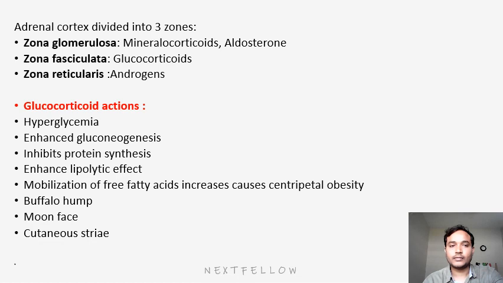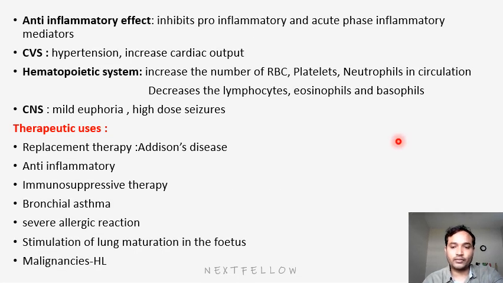Okay, so next, what are the other actions of glucocorticoids other than carbohydrate, protein and fat? They will have an anti-inflammatory effect also. That means they inhibit pro-inflammatory and acute inflammatory mediators. On CVS they will cause symptoms like hypertension and increased cardiac output. On the hematopoietic system, they will increase the number of RBC, platelets, neutrophils and decrease lymphocytes, eosinophils and basophils. In CNS, they will cause mild euphoria, and if you are giving a high dose, obviously they will induce seizures. Okay. These are the actions of glucocorticoids.